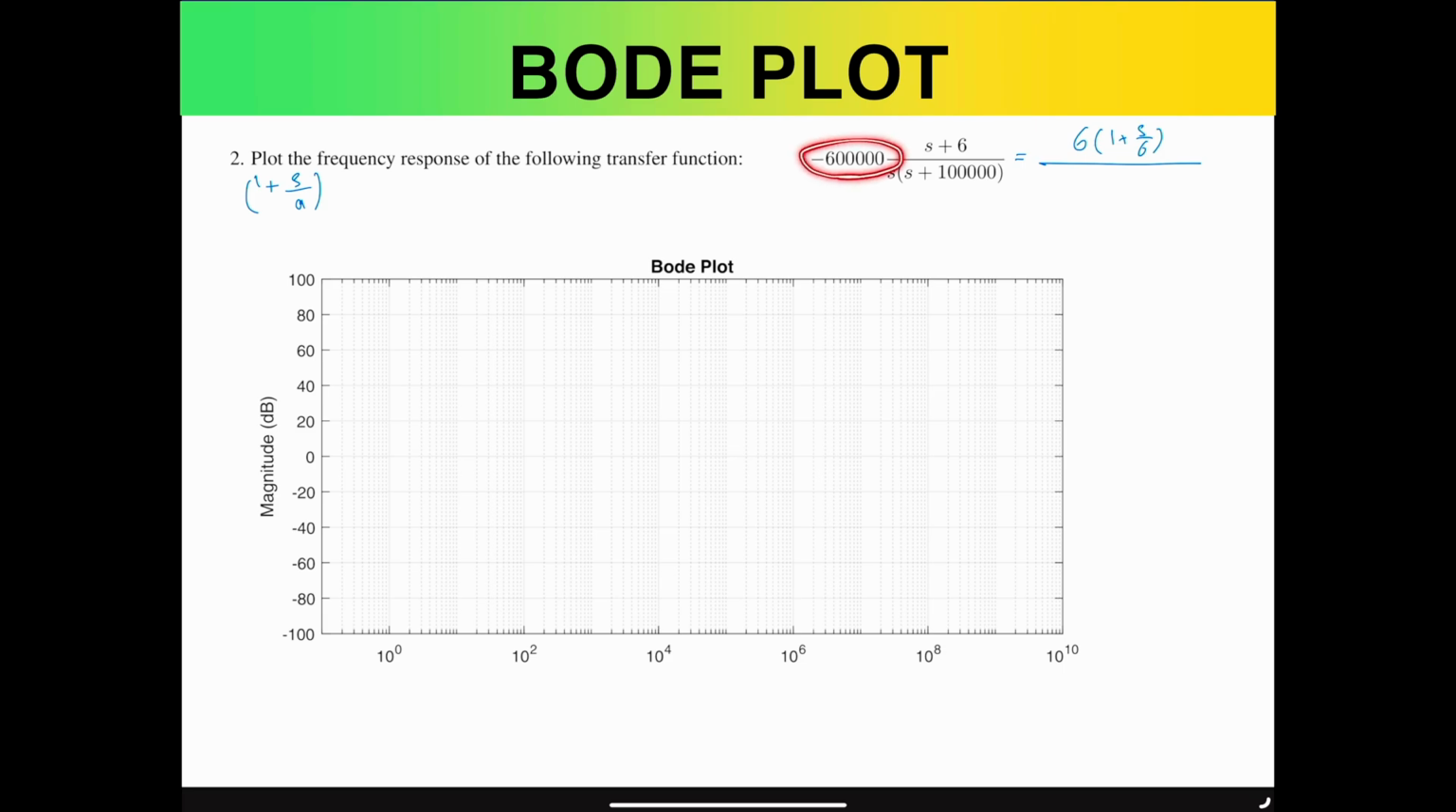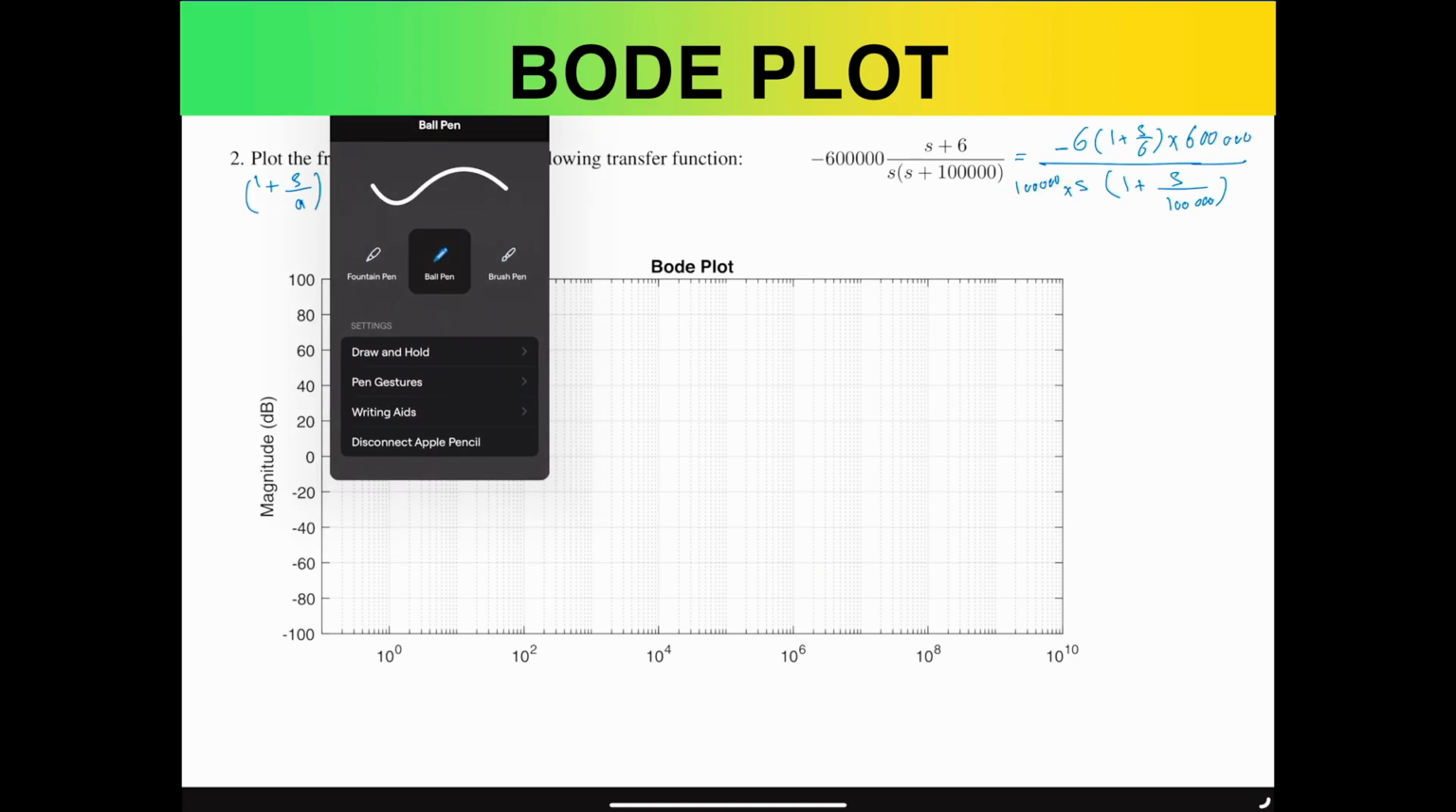So this simply becomes 6 times 1 plus s over 6 in the numerator. And then we can keep this constant number the same as it is. So minus 600k, minus is going to multiply by 600,000. The denominator, by the way, will have s, which shows up itself as it is. And we also have another factor as a pole where the constant is not 1. So we have to factor out this constant, which is 100k. So in that case, we can have 1 plus s over 100k, and then we can multiply 100k outside.